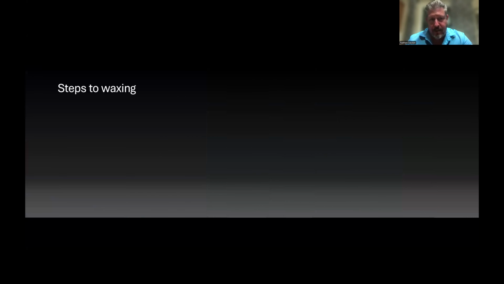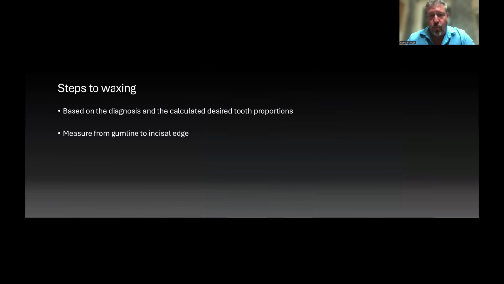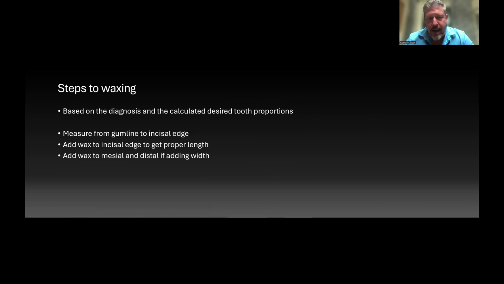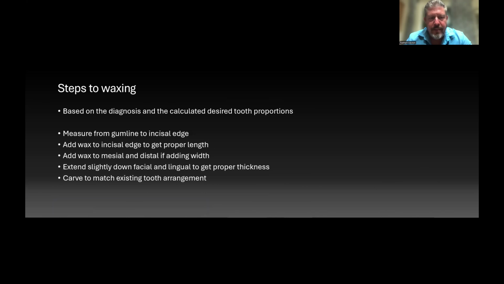So the steps to waxing are, you have the tooth heights and proportions that you want the tooth to be. You measure from the gum line to the incisal edge and figure out how much white wax you need to add. Add the wax to the incisal edge. Sand it down to get it right. Add to the mesial and distal if you're adding width. Extend it slightly down the facial and lingual to get the proper thickness of the tooth, and then just carve it out to match the arrangement. It's relatively simple. You're going to do some bulk filling, and then you're going to carve it down.